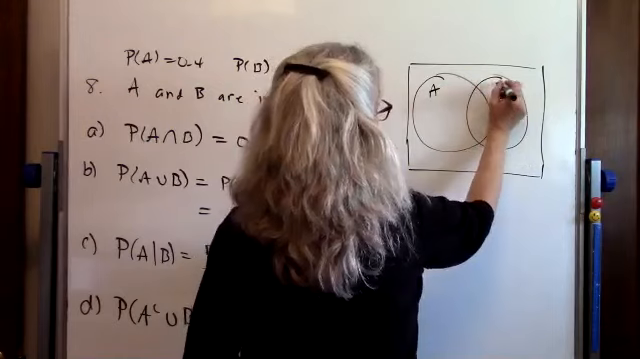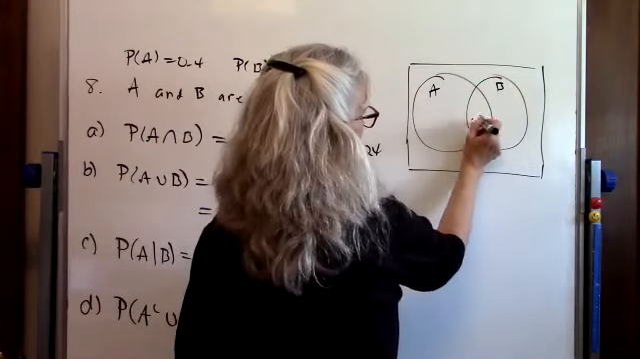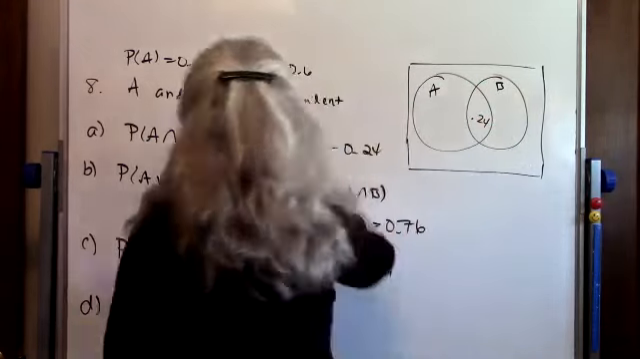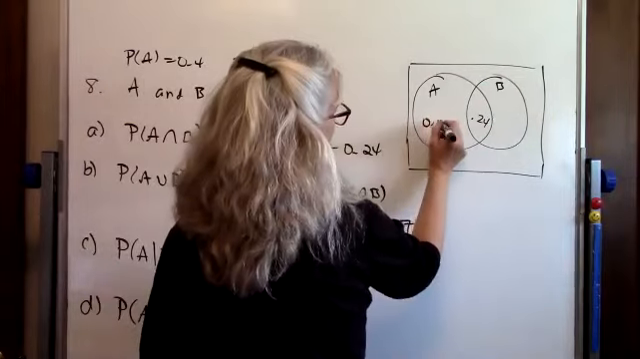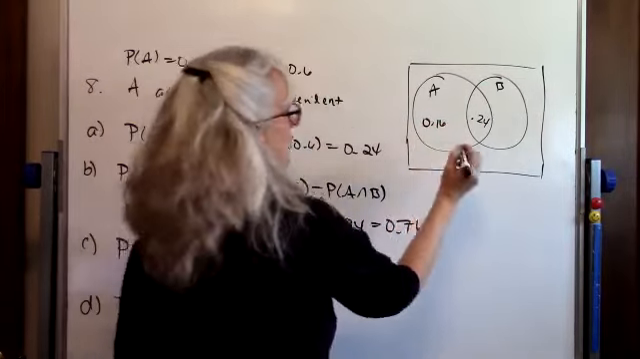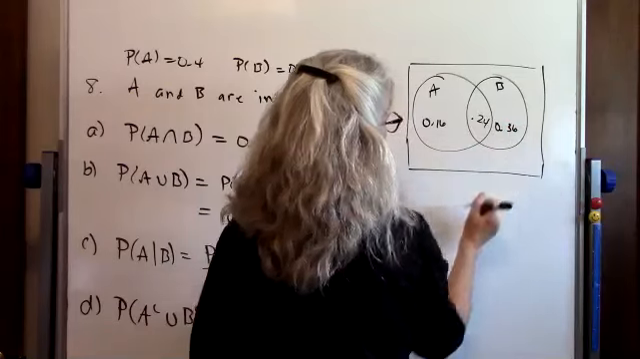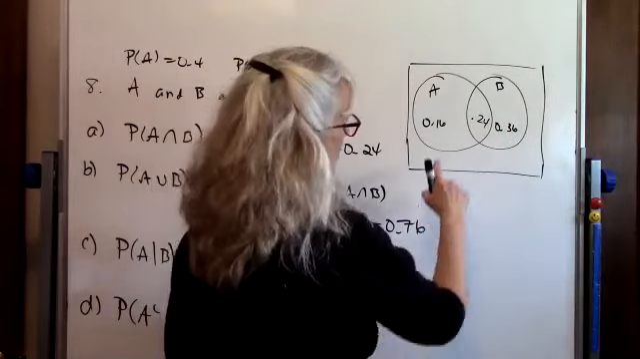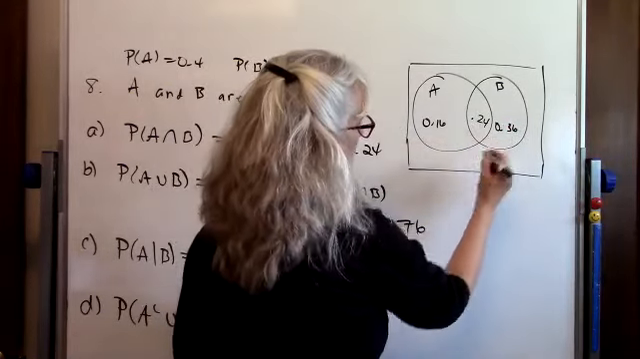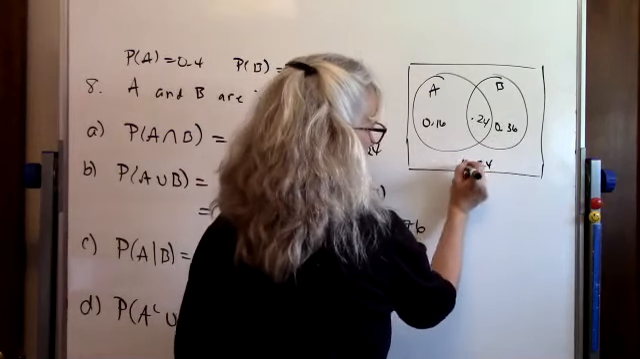So here's A, here's B. We know the intersection is 0.24. If we subtract our way out, 0.4 minus 0.24 is 0.16. 0.6 minus 0.24 is 0.36. And then if we add all of those together, that'd be 0.4, 0.76. That leaves me 0.24 left over.